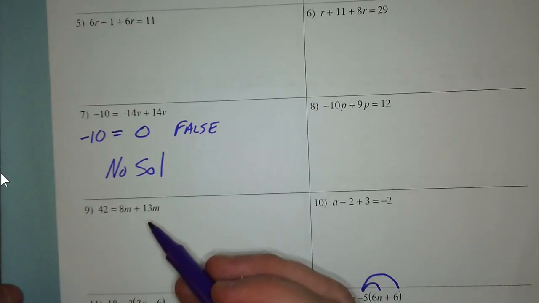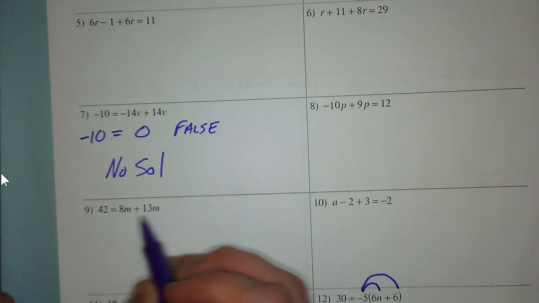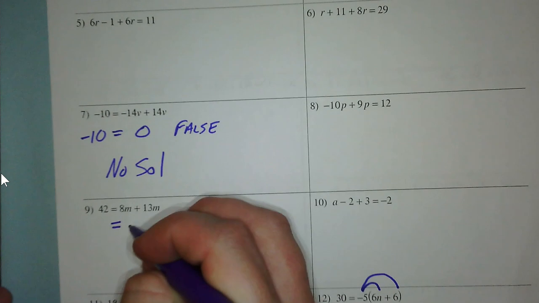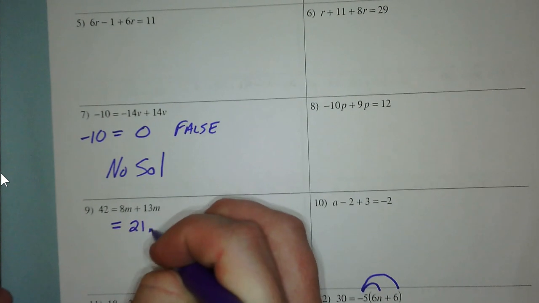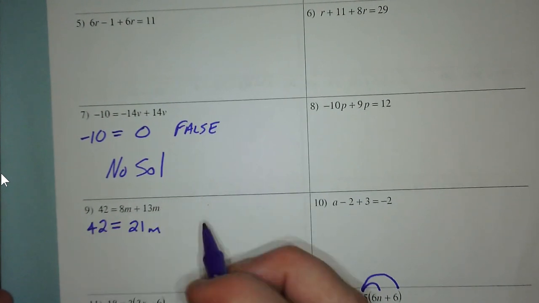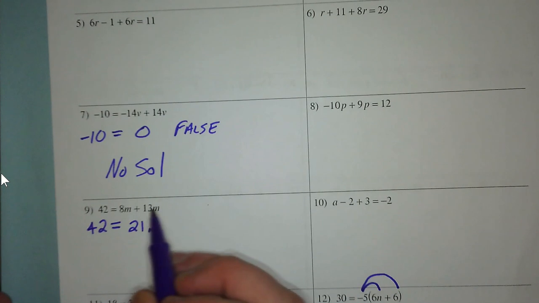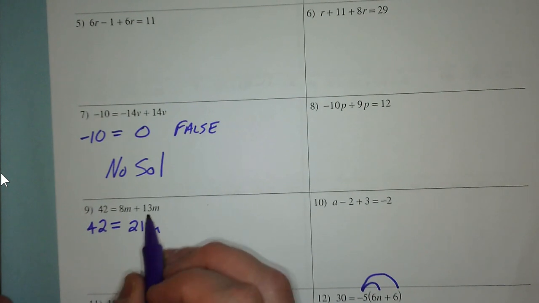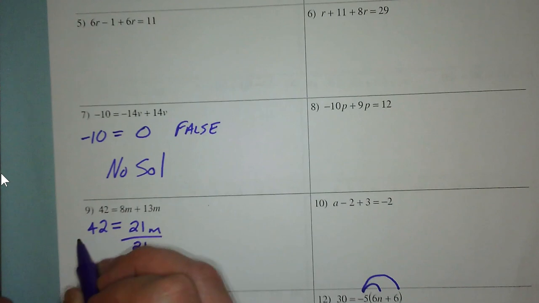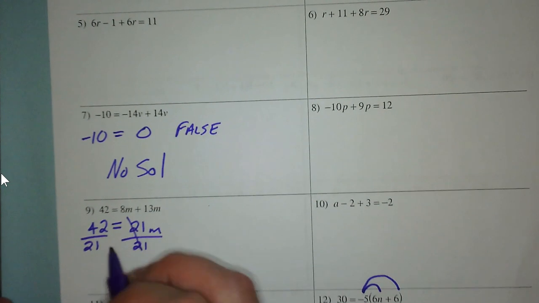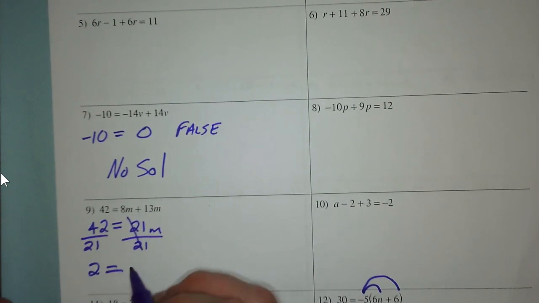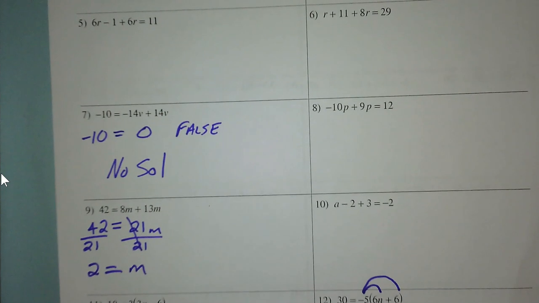So like number 9, for example, when you look at this, you should see that there are some like terms that are already on the same side. And so what you want to do is combine those right away. Again, they're already on the same side. And then once you get the m's together, then you can get m all by itself by dividing. So over here you get a 2, and so there's the final answer, m equals 2.